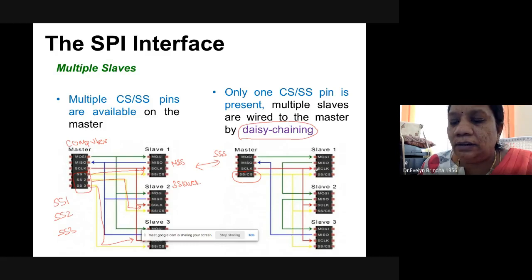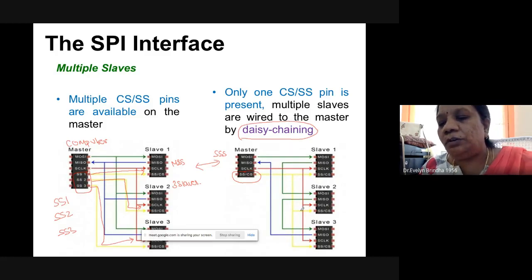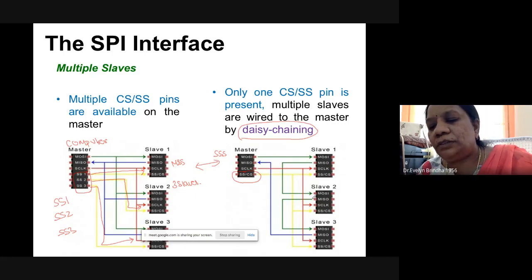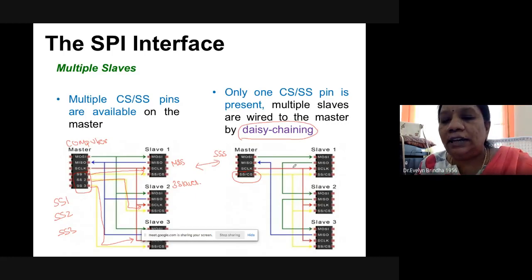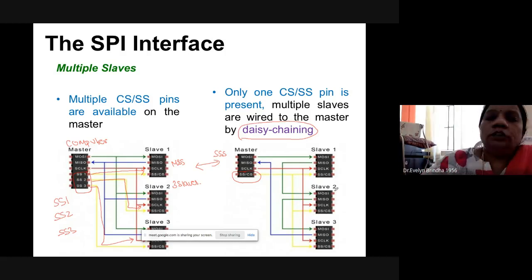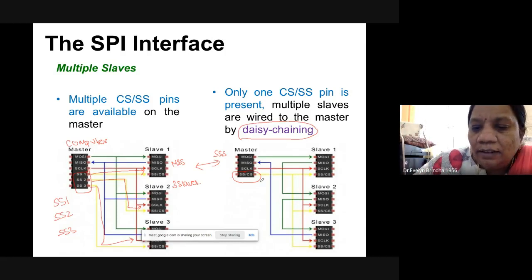If that is not okay, then you go for the second. If that is not okay, then you go for the third. So that is called daisy chain. A single yellow line is connected to all the 3 slaves. At a time, you can choose one slave and then function that. So if you have a single SS line, you use daisy chain. If you have multiple SS lines, that many slaves can be connected.